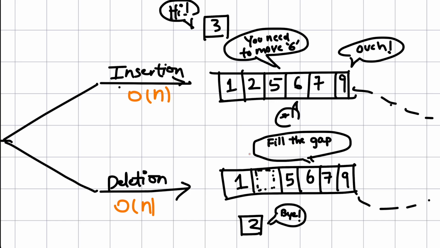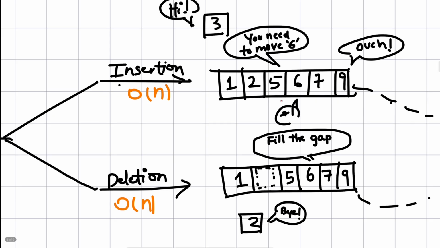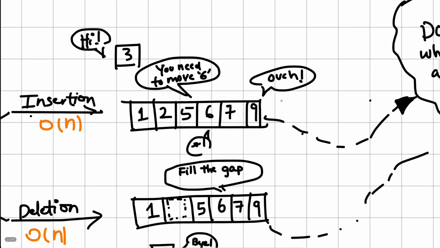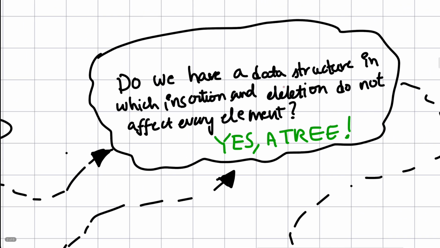So if you observe closely, the problem over here is that insertion and deletion affect all the elements in the array. When the 3 comes in, it affects all the elements, and every element has to move so that it can make space or cover the space that has been left or occupied by the incoming or outgoing elements. So we got the intuition of why this is happening. So can we find a data structure that actually reduces the effect of insertion and deletion on the other elements? So the question comes: do we have a data structure in which insertion and deletion do not affect every element? Yep, there is a data structure, and that's the tree.